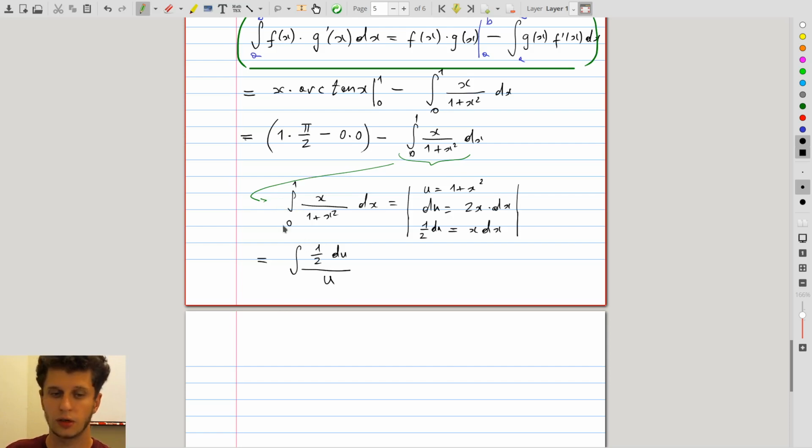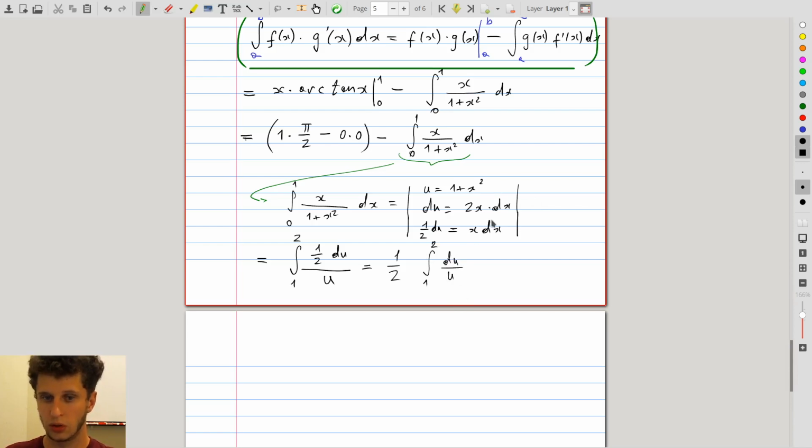Now, the range of integration changes. My x variable changed between 0 and 1, which means that my u variable will change between whatever values it takes for these respective x's. When x is 0 at the lower bound of integration, u is equal to 1 plus 0 squared, which is 1. When x is 1 at the upper bound, u is equal to 1 plus 1 squared, so that would be 2. Great. We take 1/2 outside the integral. I'm left with integral from 1 to 2 of du over u, which has a straightforward antiderivative.